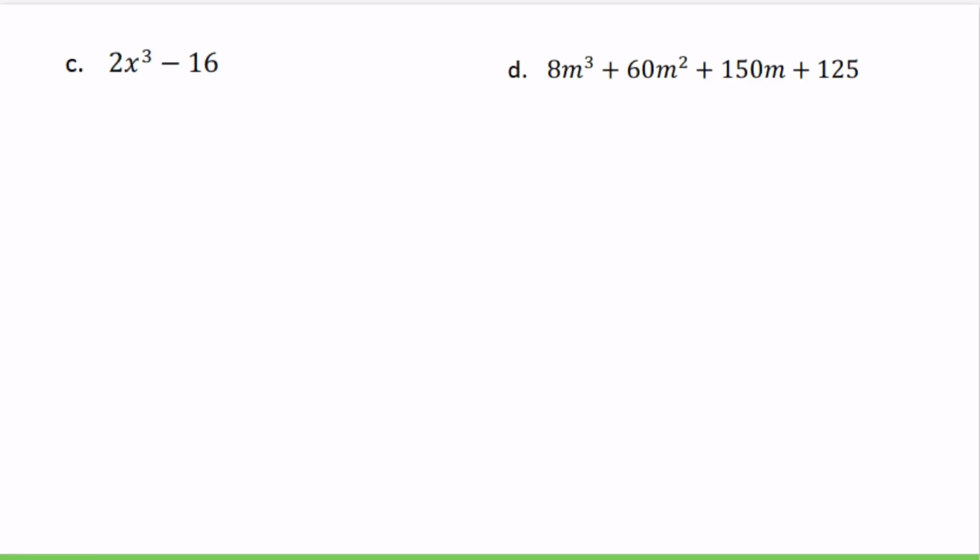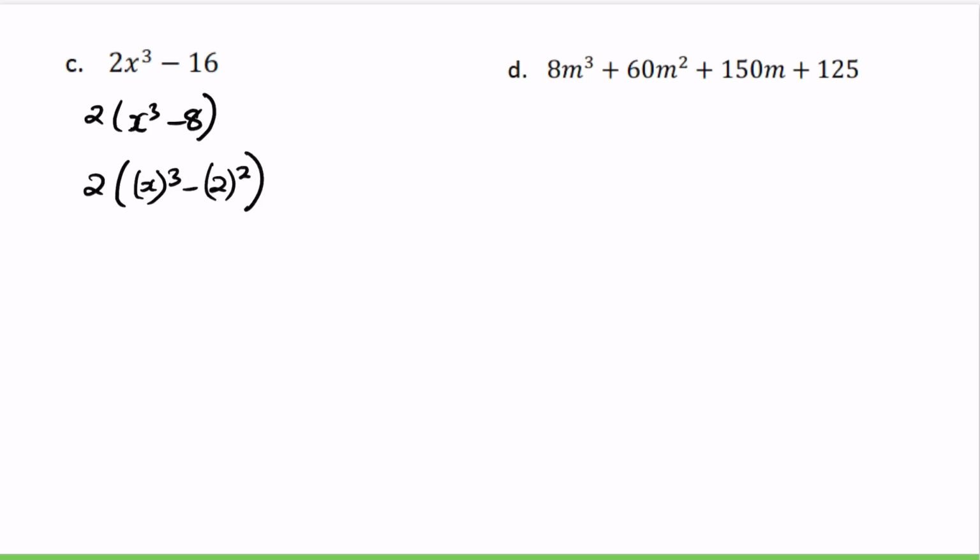For part C, it looks like it's probably going to be the difference of two cubes, but what we can do firstly is take the 2 out to try and make our life a little bit easier. And then you'll recognize that both x and 8 are perfect cubes, which helps a lot.